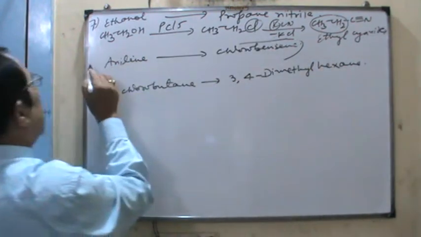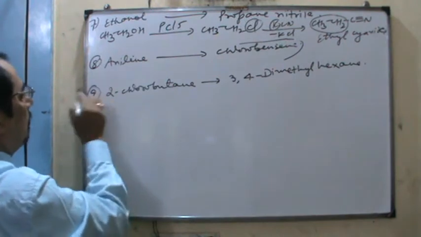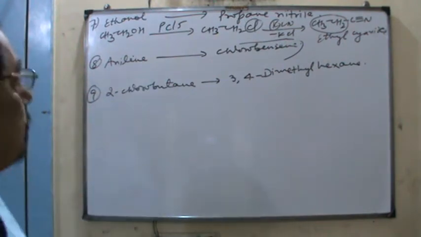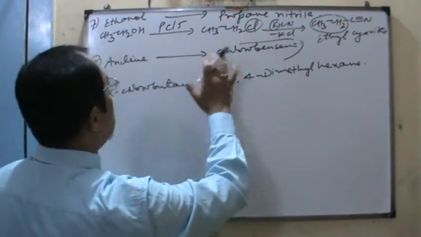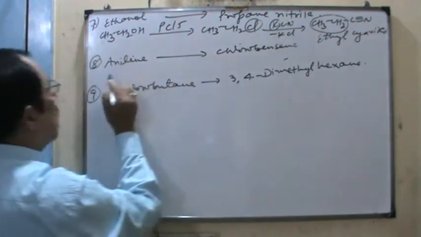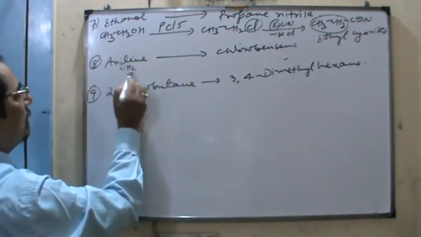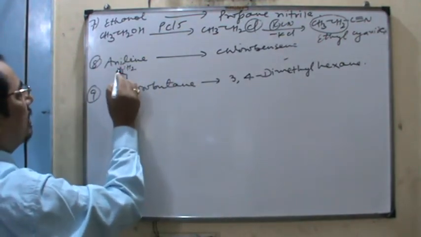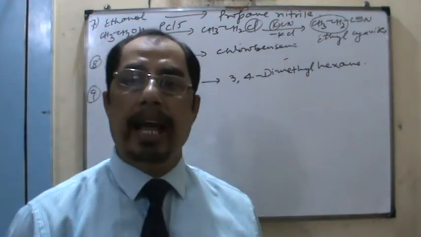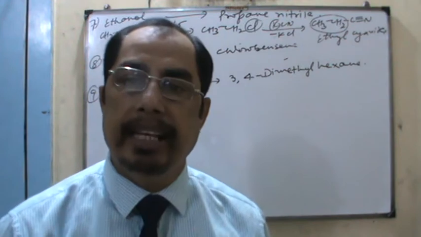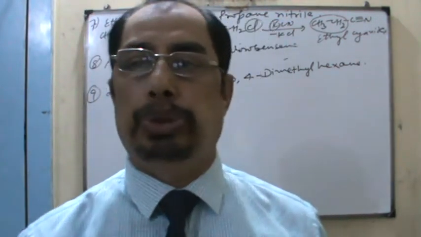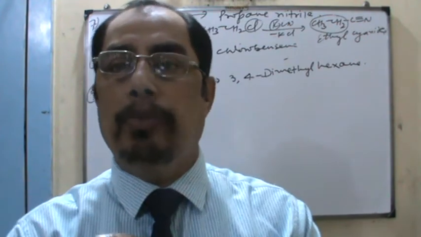Now questions number 8 and 9 are 2-chlorobutane to 3,4-dimethylhexane, and aniline to chlorobenzene. Anybody tell me, what is aniline? Benzene containing NH2 is aniline, or aminobenzene, phenylamine and benzenamine. There are 4 names. Any one name you can use, because when benzene is mono substituted, then the common name and IUPAC name will remain.